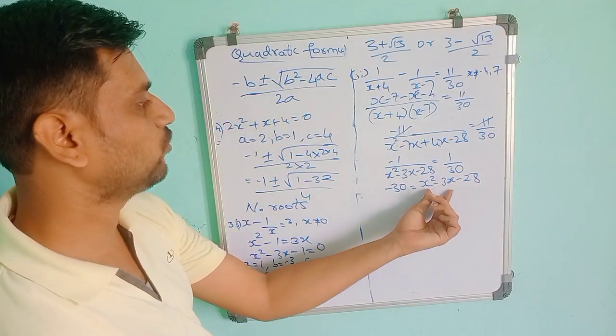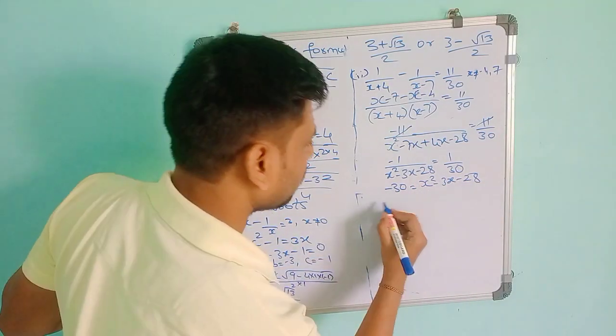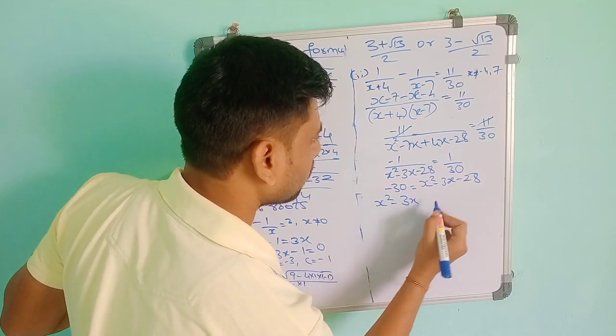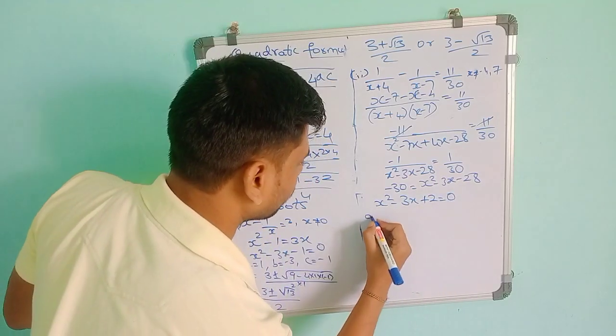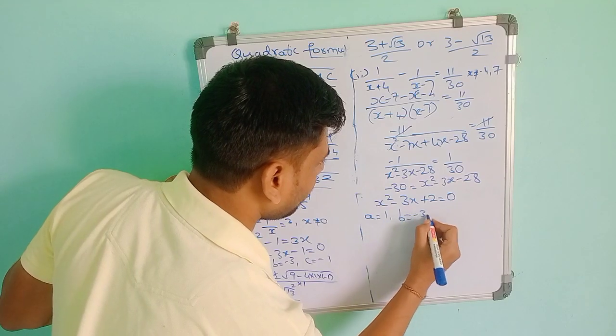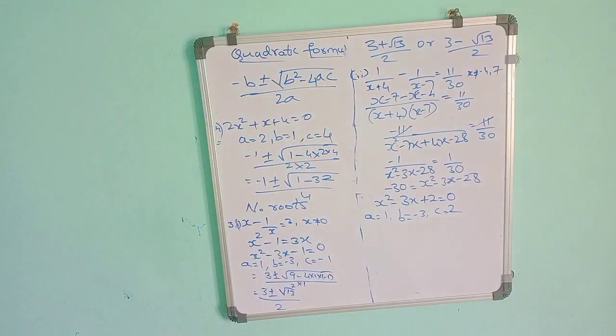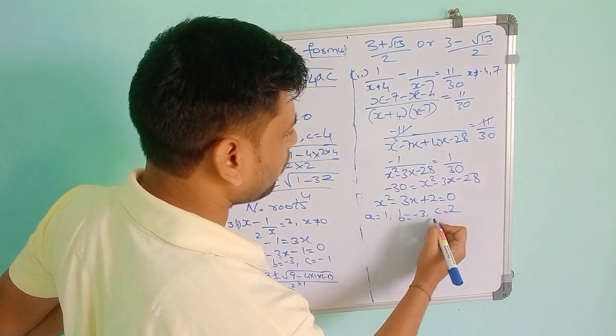So always keep x square in the positive value. So this 30 we have to take here. So x square minus 3x minus 28 plus 30, it will become plus 2 is equal to 0. Then you put the values, a is equal to 1, b is equal to minus 3, c is equal to 2. So a is equal to 1, b is equal to minus 3, c is equal to 2.